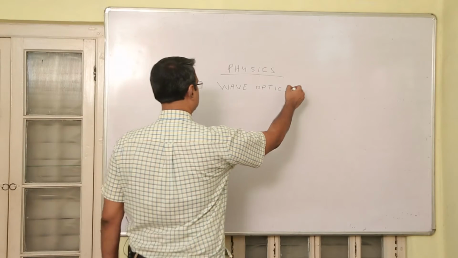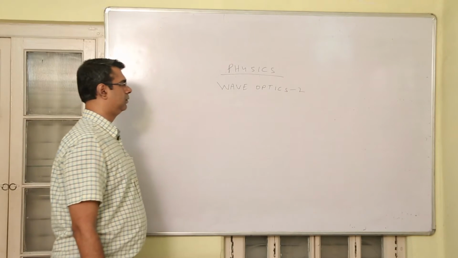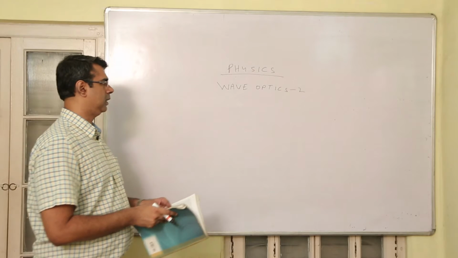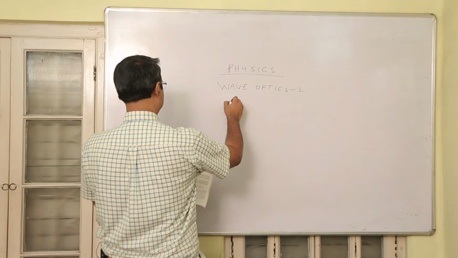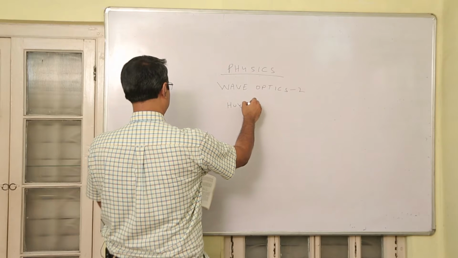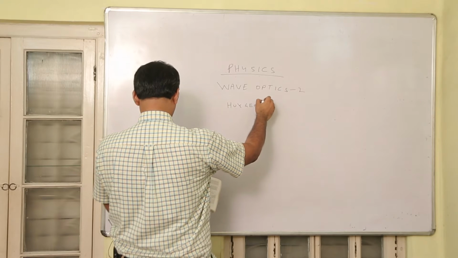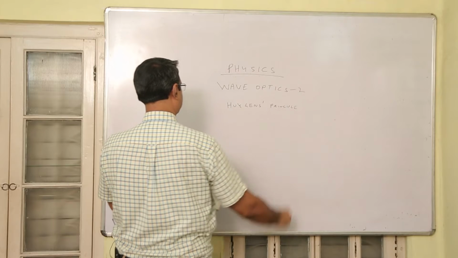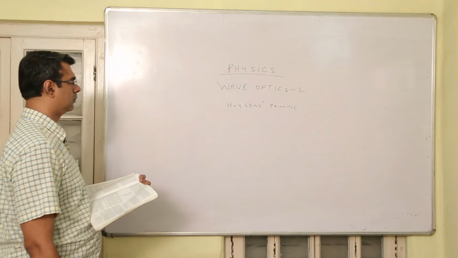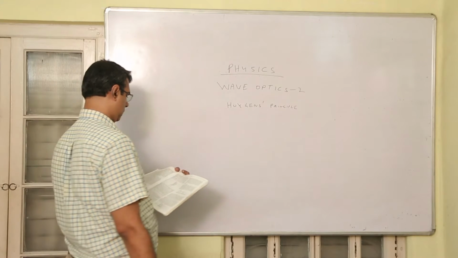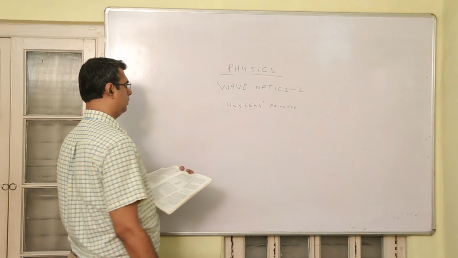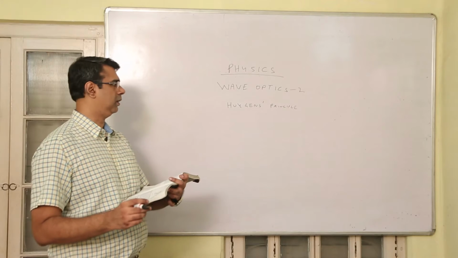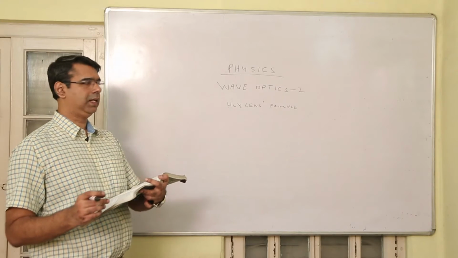Now we will do the second part of the chapter wave optics, the concluding part of this chapter. We will begin with a very important topic that is known as Huygens principle. Huygens principle. First of all, we have seen in the last class that light is an electromagnetic wave and therefore it has wave-like nature.